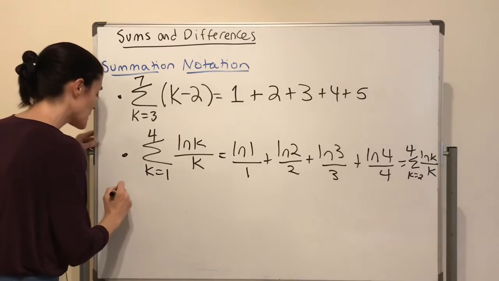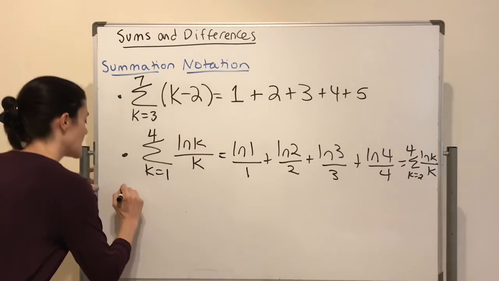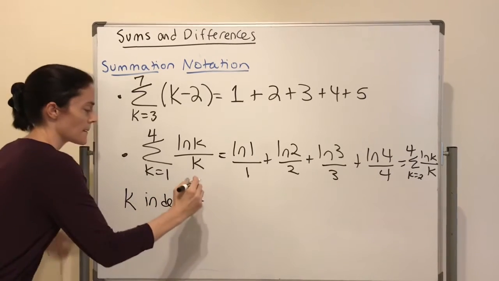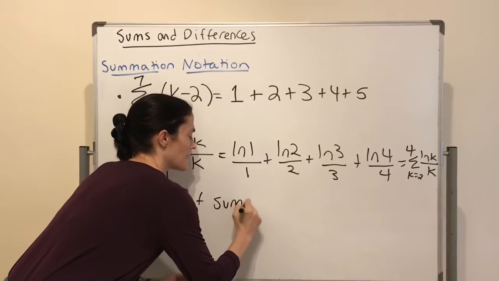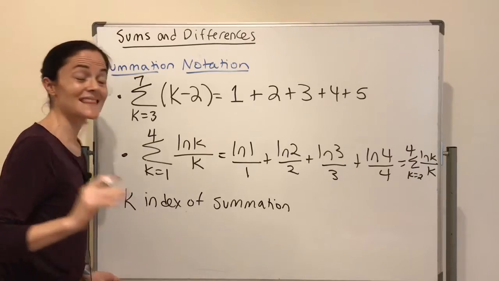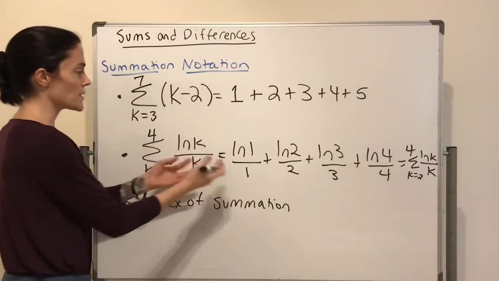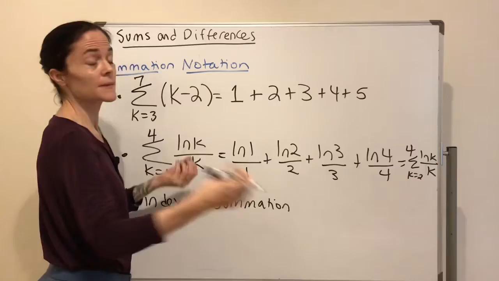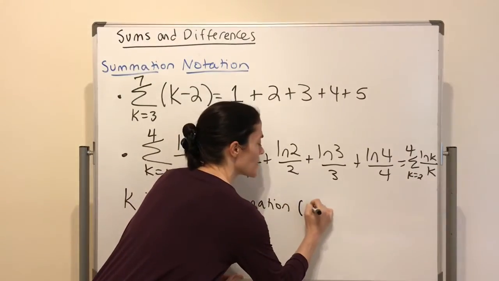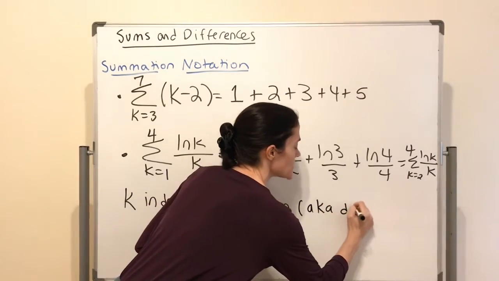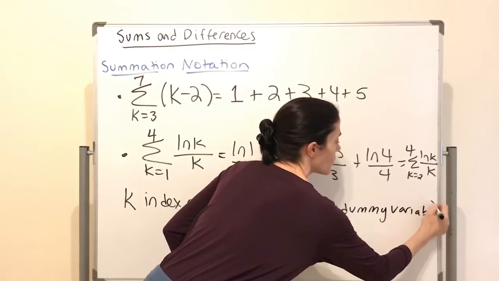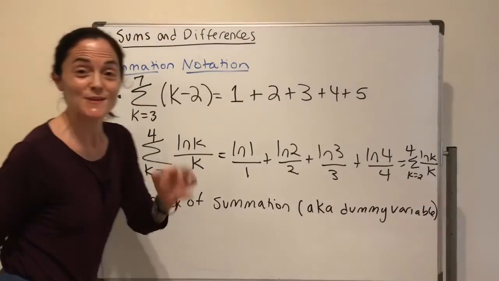Now, some terminology. K here is the index of summation. And there's nothing special about the letter K. You notice if you write out the terms in the sum, the K does not appear. And so some people call this a dummy variable because it does not appear in the sum.